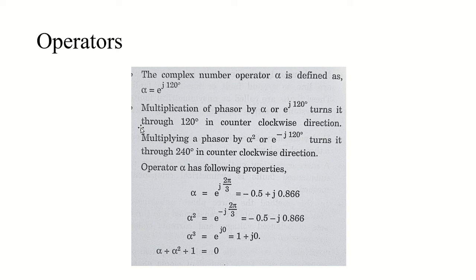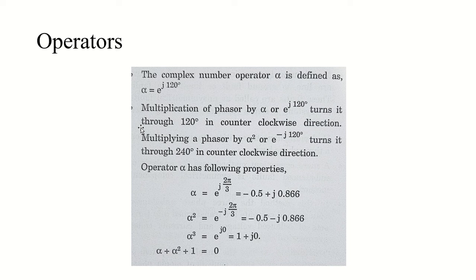So if you want to rotate a phasor by 120 degrees counterclockwise, you can multiply your phasor with alpha. And whenever you multiply your phasor by alpha square, or e raised to minus j 120 degrees, it will turn your phasor through 240 degrees in the counterclockwise direction, or you can say minus 120 degrees in the clockwise direction.